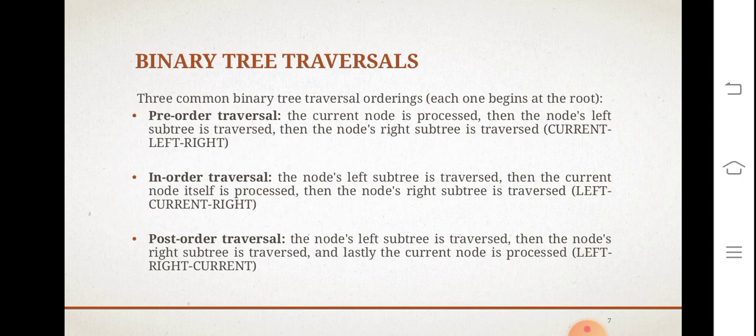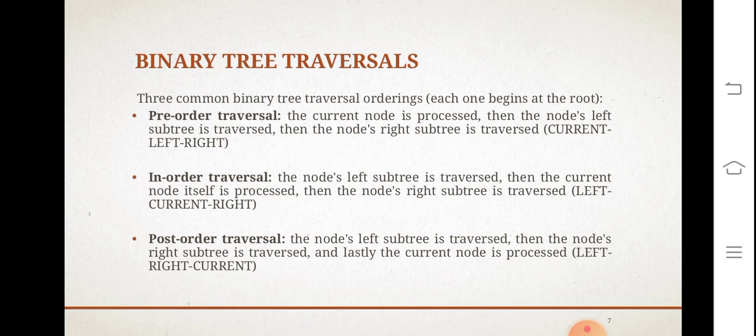Now we have the binary tree traversals. So what are binary tree traversals? There are three common binary tree traversal orderings, and each one begins at the root. So there are three binary tree traversal options available to us: pre-order traversal, in-order traversal, and post-order traversal.